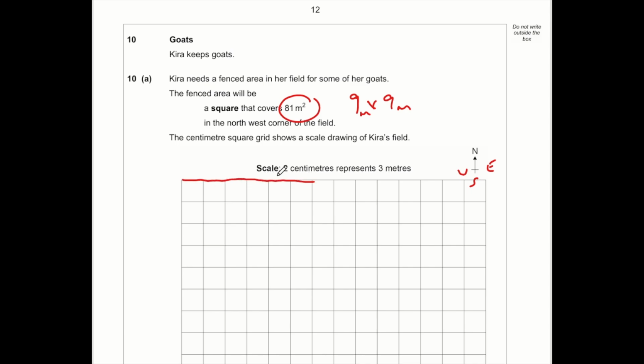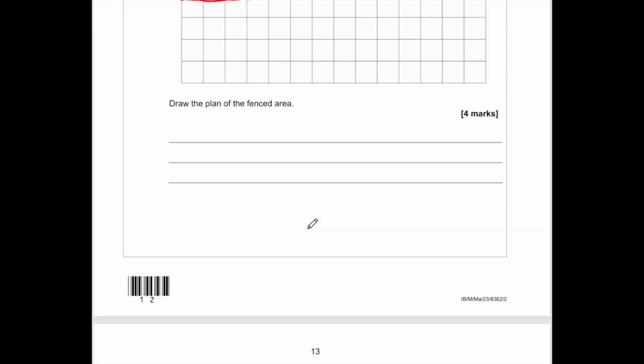So it's 2, 4, 6 by 1, 2, 3, 4, 5, 6. There we go. And of course it would be better if you actually used a ruler and made sure you got it on the lines, but there we go. That's all we need to do there. So a 6 by 6 square in the top left corner.